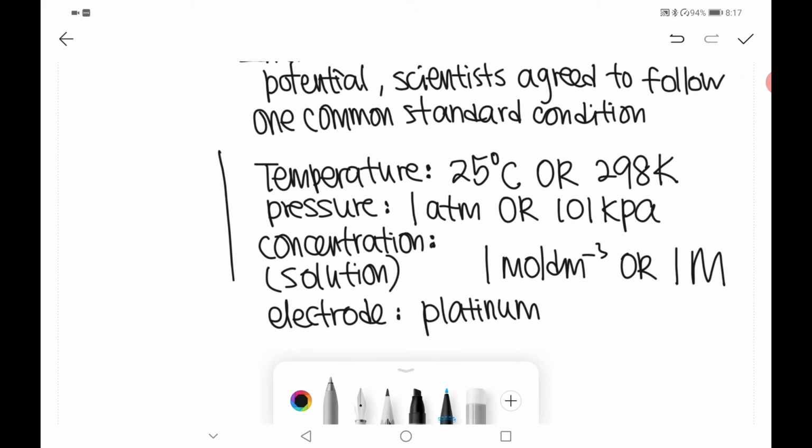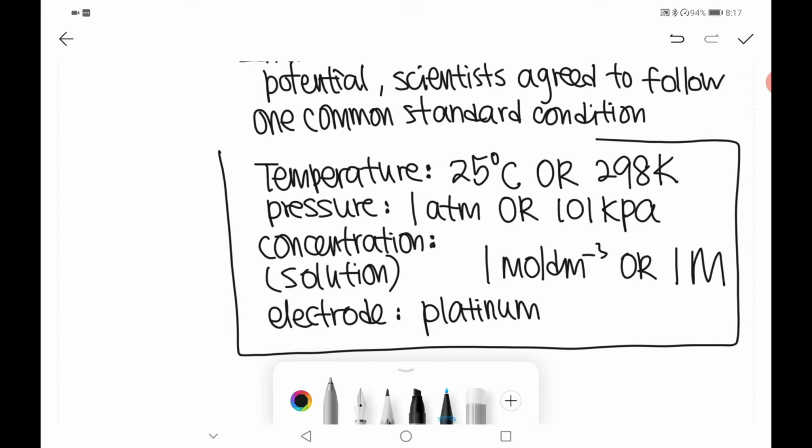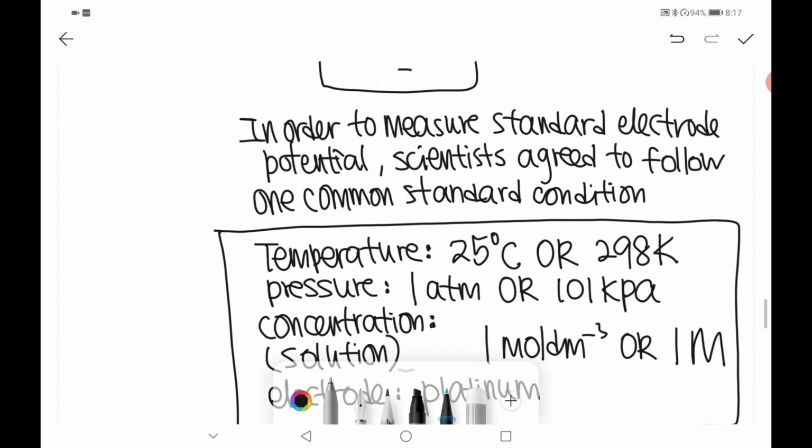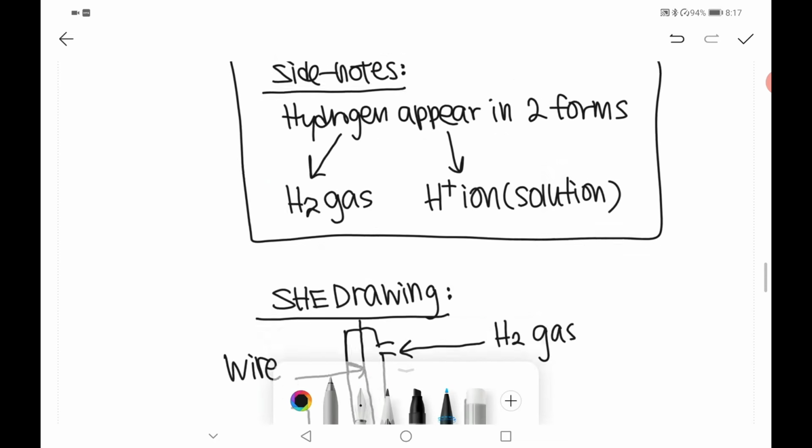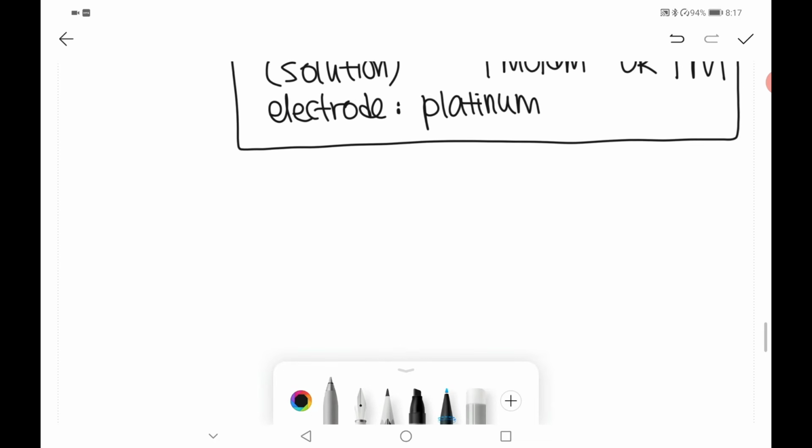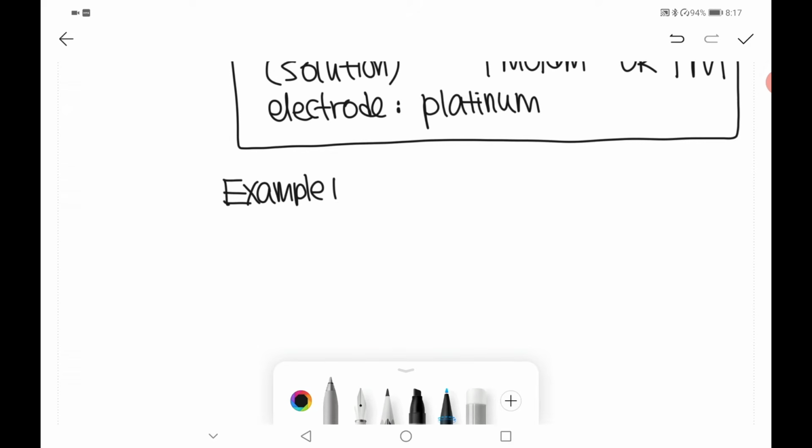So this is the standard condition that you must know. Standard temperature, how much? Standard pressure, how much? Standard concentration, how much? Standard electrode, how much? All right, so now let me show you 2 examples here. Example number 1.